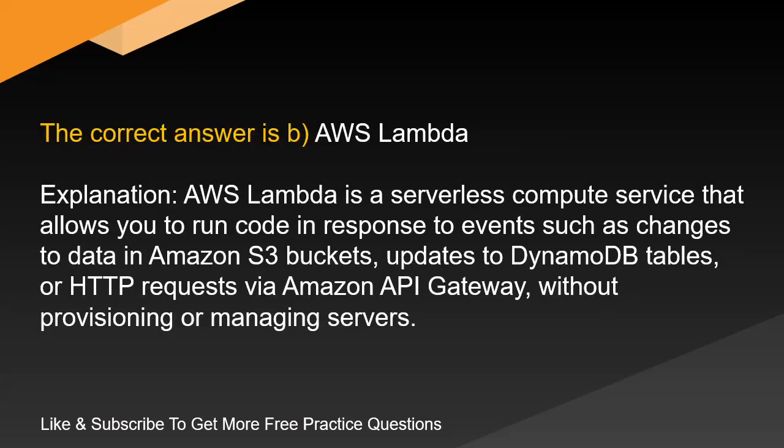The correct answer is B. AWS Lambda. Explanation. AWS Lambda is a serverless compute service that allows you to run code in response to events such as changes to data in Amazon S3 buckets, updates to DynamoDB tables, or HTTP requests via Amazon API Gateway without provisioning or managing servers.